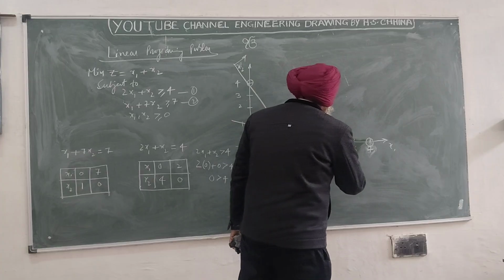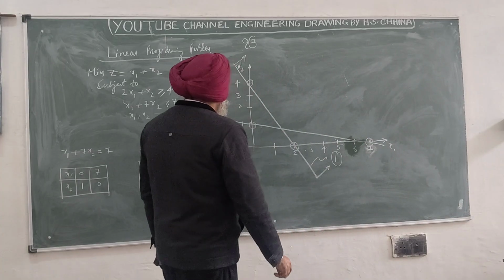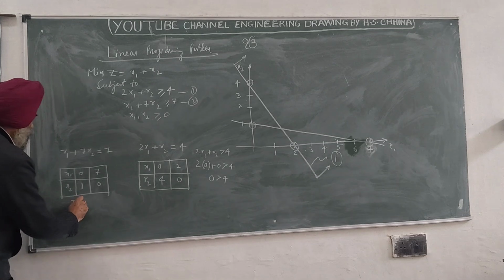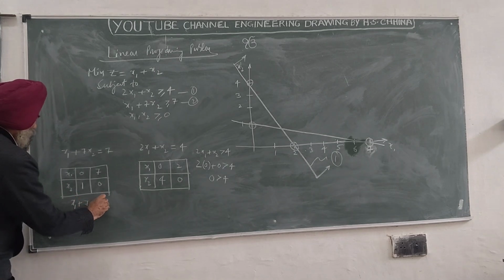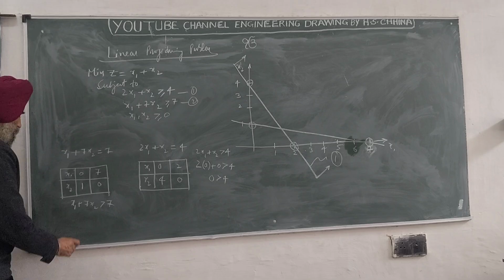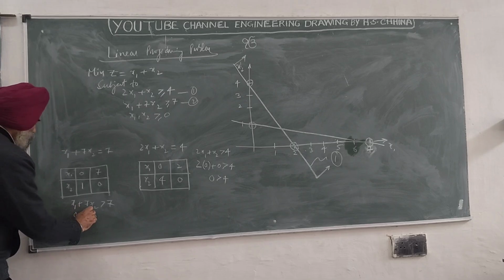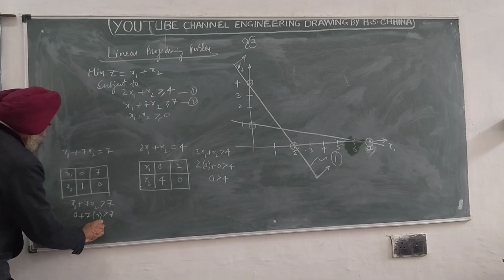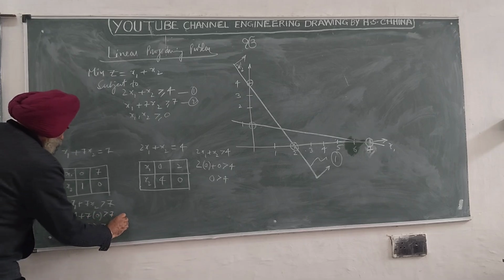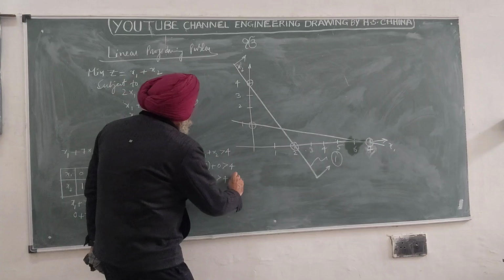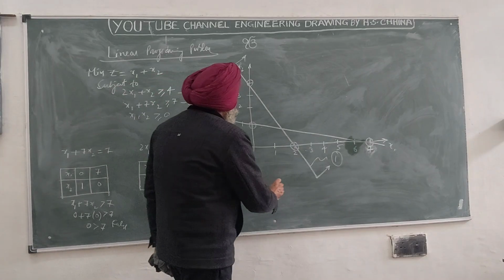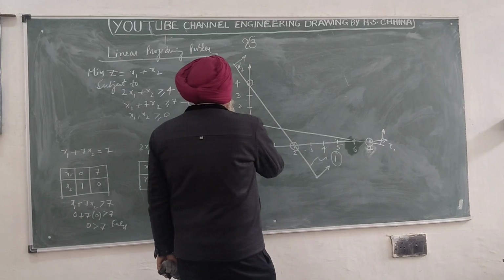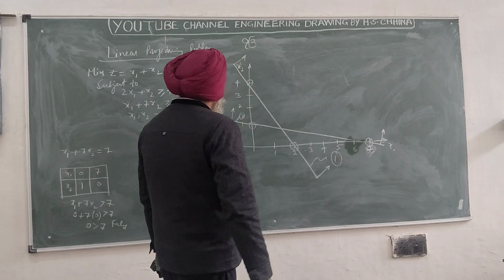When I join, these are the 2 points. Clear? This is the constraint number 2. We are left with the second part: x1 plus 7x2 is greater than 7. Put the origin to be 0, 0. 0 is greater than 7, it is false. If it is false, as here it was also false, it is away from the origin. This is the constraint number 2.